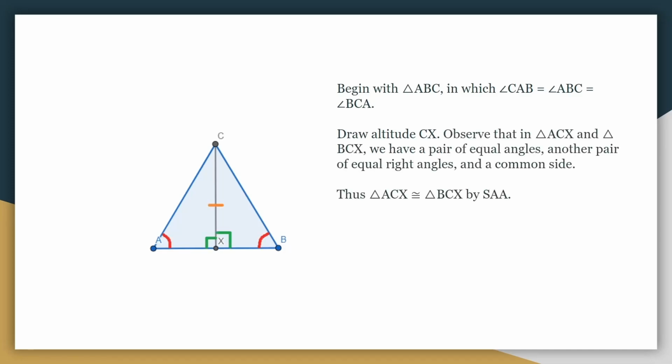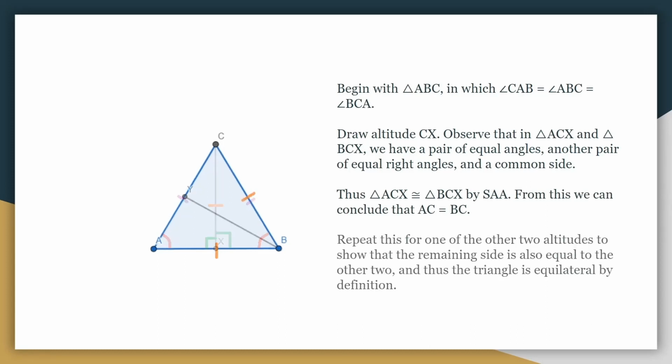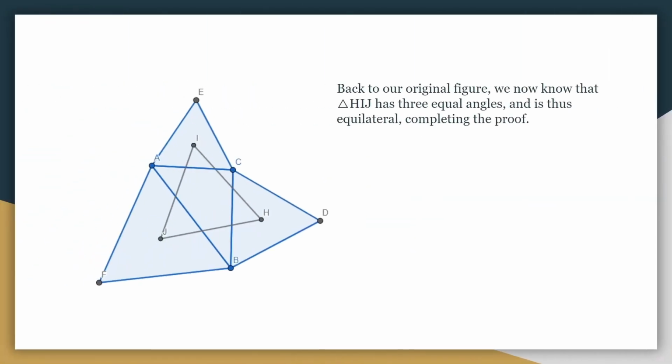Now we have 2 triangles, ACX and BCX, which have one set of 60-degree angles, one set of 90-degree angles, and a common side. So triangle ACX is congruent to BCX by side angle criteria. We know then that side AC is equal to side BC. Repeating that process for either of the remaining altitudes, we can show that all 3 sides of this triangle have equal length, and thus the triangle is equilateral. Back to the original figure, we know now that triangle HIJ has 3 equal angles, and so it must be equilateral, which completes our second proof of Napoleon's theorem.